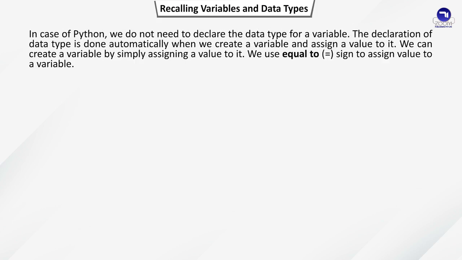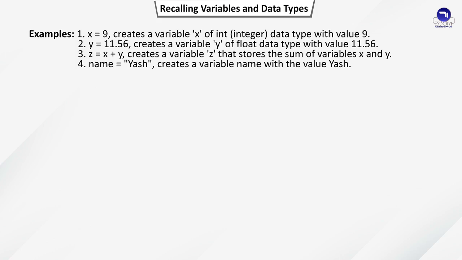In the case of Python, we do not need to declare the data type for a variable. The declaration of data type is done automatically when we create a variable and assign a value to it. We can create a variable by simply assigning a value to it. We use the equal to sign to assign a value to a variable. Example, x = 9 creates a variable x of integer data type with value 9.